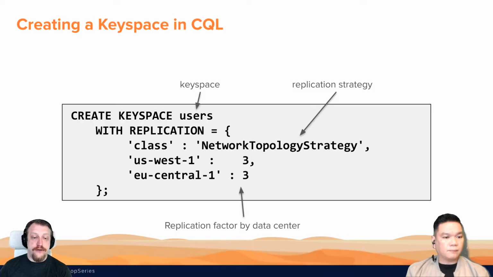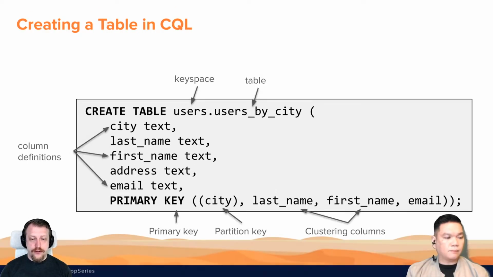In this case, I want this key space to be allocated for 2 data centers. I may have more, but this one I want to be allocated for 2 data centers, and I will have replication factor three in the United States West 1 data center, and replication factor also three in Europe Central 1, which is obviously going to be Frankfurt. Good. And then I create table in Cassandra query language.